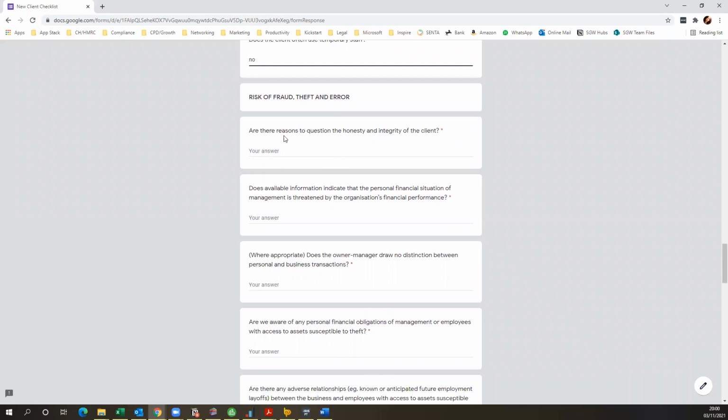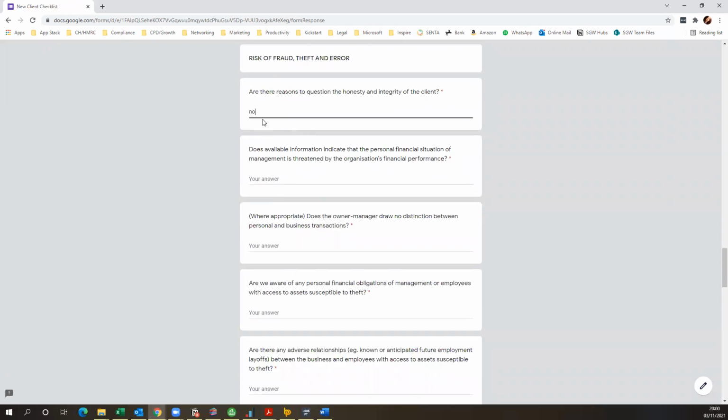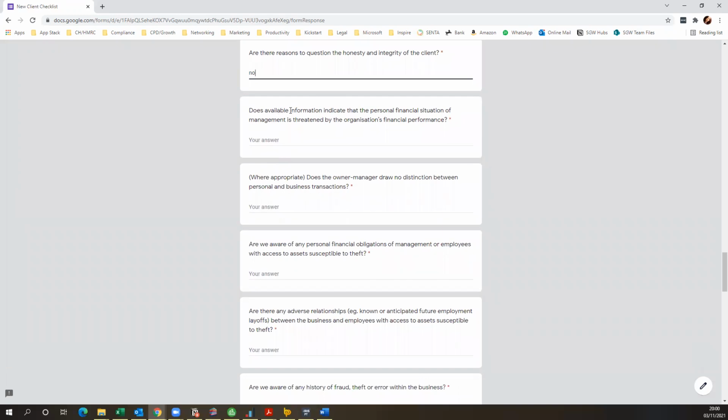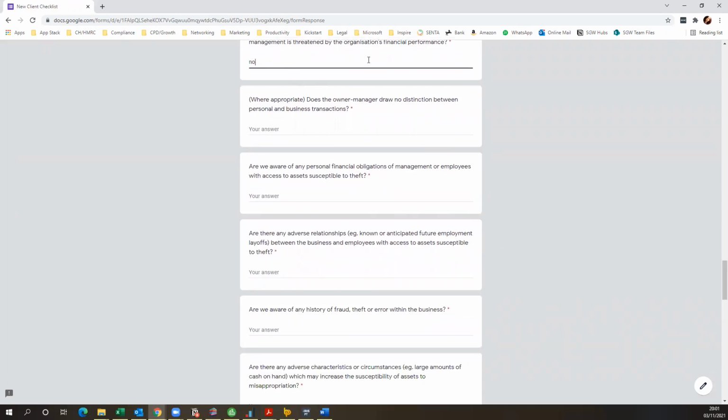Risk of fraud, theft and error. Are there any reasons to question the honesty and integrity of the client? That's fairly bog standard. Does available information indicate that the personal financial situation of the management is threatened by the organization's financial performance? That's going to be a gut feeling at this point, I would imagine. So just answer what you feel.